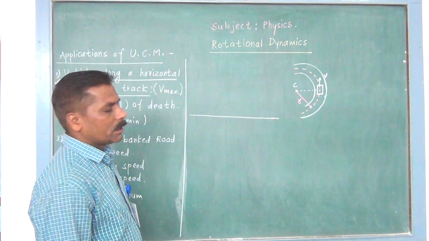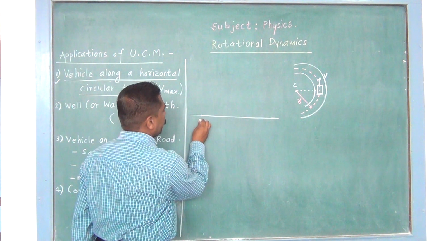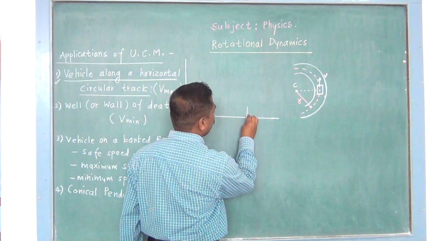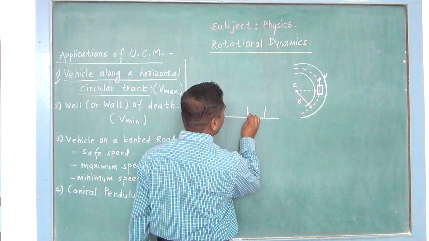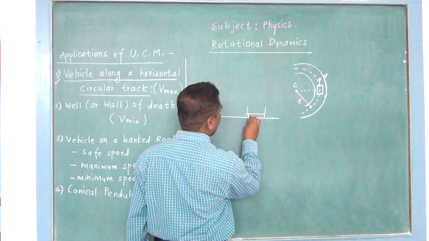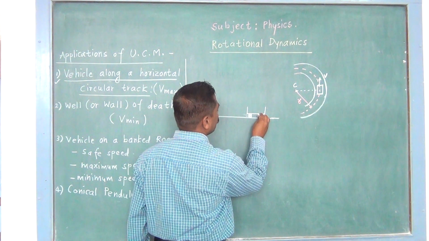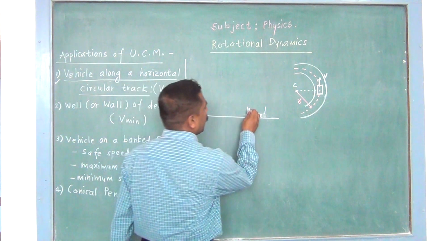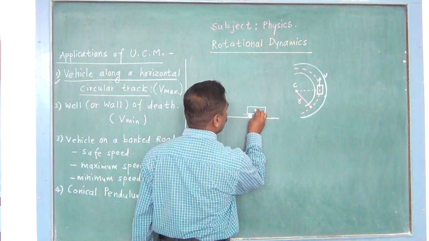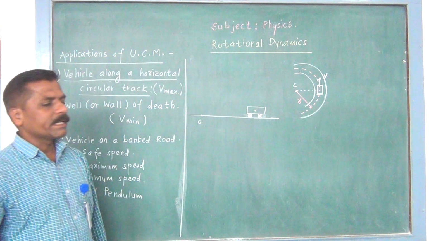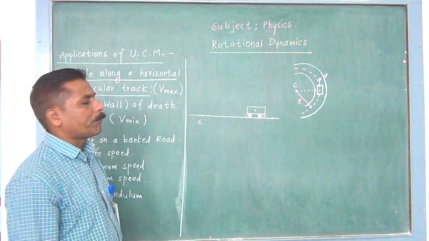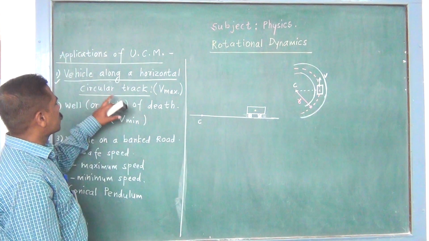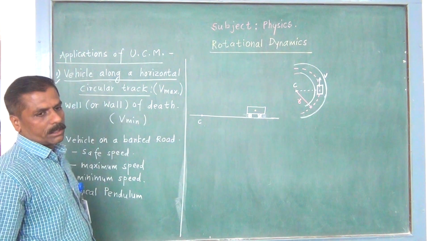So here, suppose C is the center of this circular track, and the vehicle is considered here like this. These are the tires of the vehicle which are in contact with the road, and let us consider this is the vehicle. Now, you will find this vehicle is taken along the horizontal circular track. The road is taken as the horizontal one.